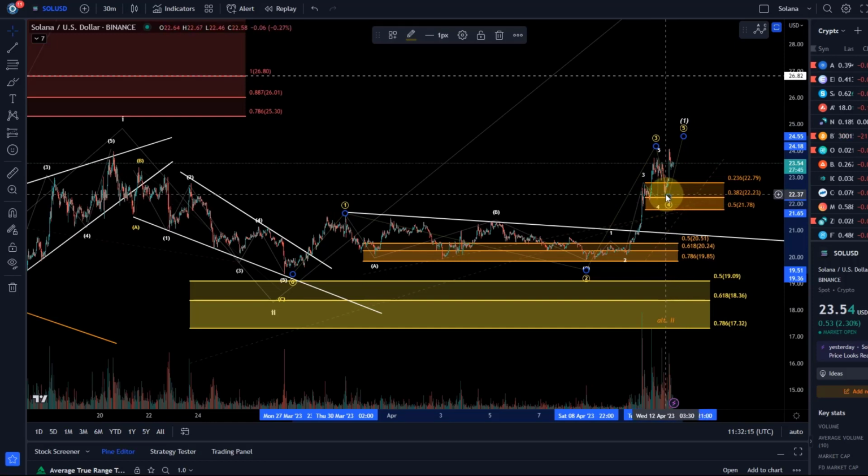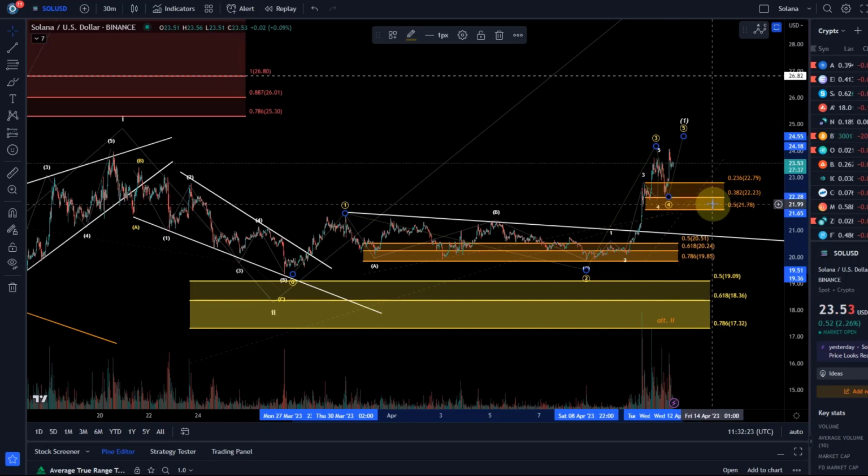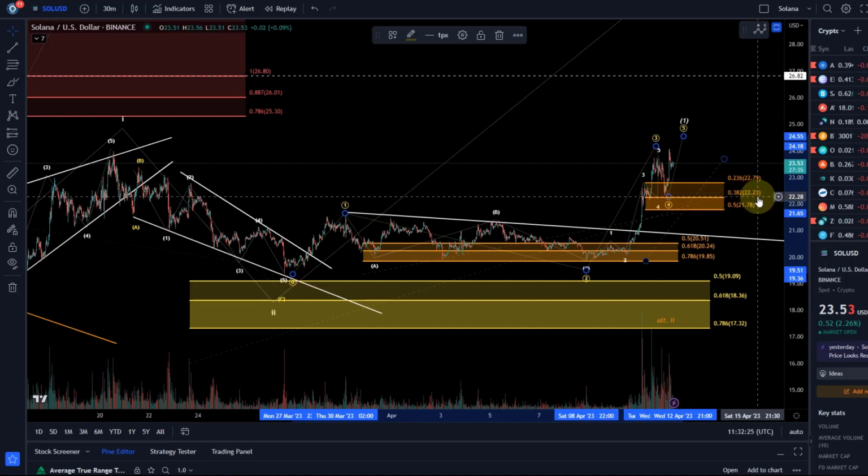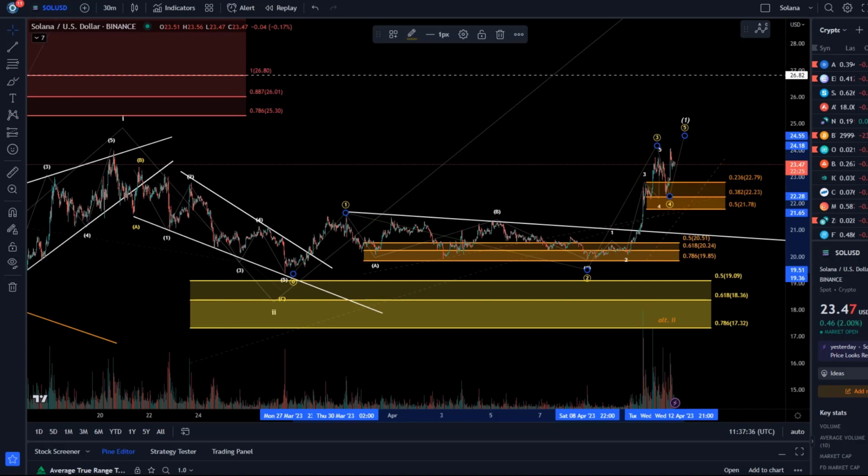So we can see it hit nearly the ideal target for a fourth wave, because the ideal target for a fourth wave is always the 38.2 Fibonacci retracement, which in this case would have been, or is, $22.20. So what we can now look at is a possible target for this fifth wave to the upside. Taking into account the context here, it might really be that this fifth wave is nearly coming to an end.